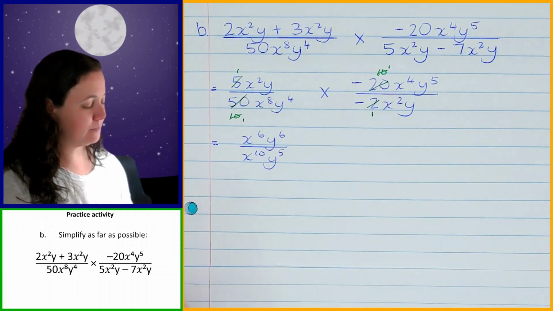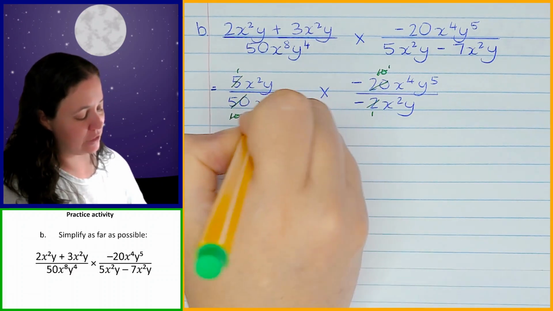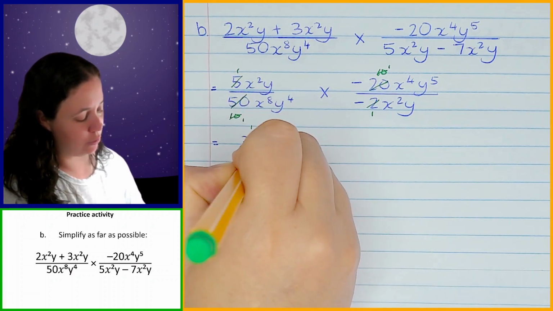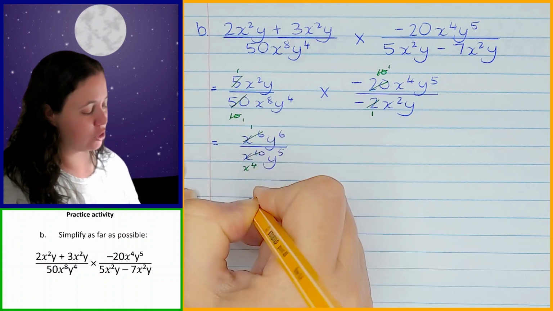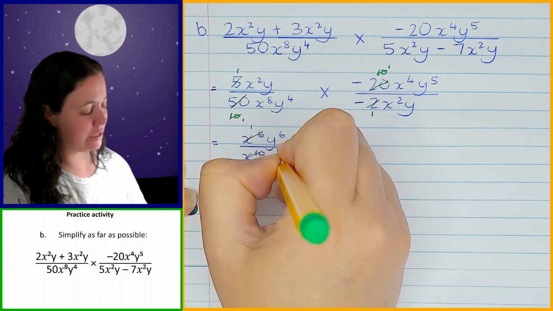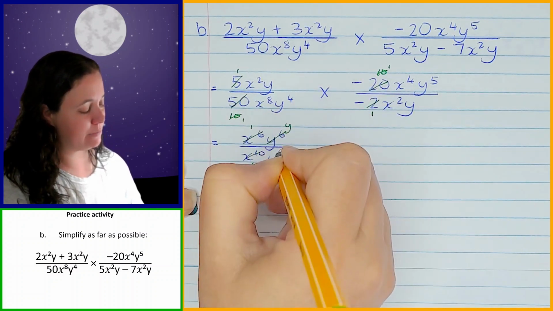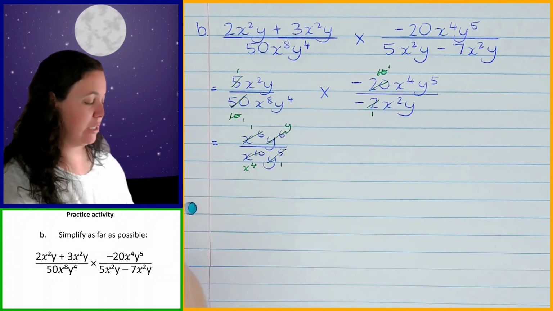So over here, there are more x's in the denominator. So this is going to cancel at the top over here, and this gives me x to the power of 10 minus 6, which is 4 in the denominator. And then there are more y's in the numerator. So the denominator is going to cancel over there, giving me 1. And this is going to give me y to the power of 6 minus 5, which is 1, which I don't need to write, so it's just y.